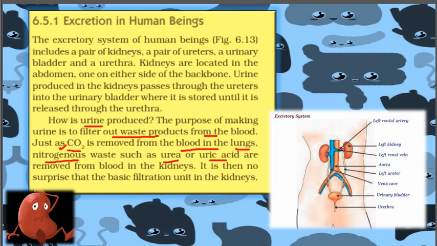This nitrogenous waste, the urea and the uric acid, is removed from the blood through the kidneys. So we can say that urea and uric acid are thrown out through the kidney. It is then no surprise that the basic filtration unit is in the kidneys. Clear?